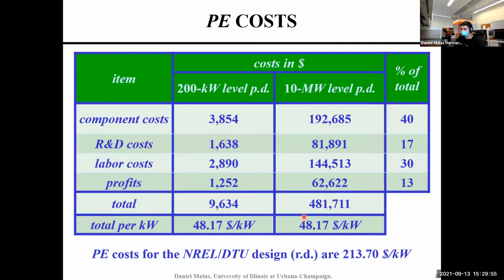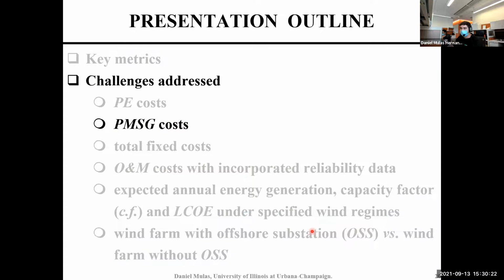What we obtain is that the total cost is $48.17 per kilowatt, while the power electronic cost of the NREL/DTU design was $230 per kilowatt. What we see is that we have had a huge decrease in terms of power electronic costs. So I would say that this is good news for our generator.